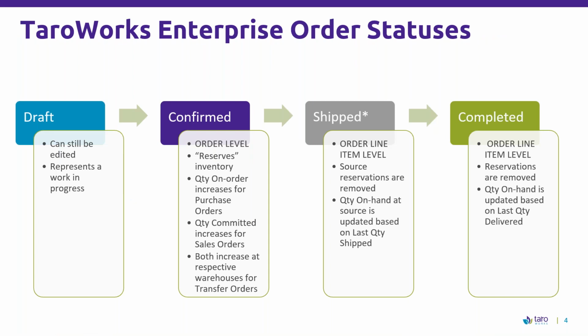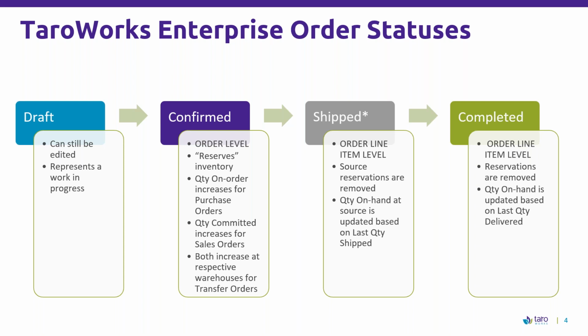TaroWorks orders have specific statuses that they have to go through before proceeding for completion, shipment, or confirmed statuses. So I'm going to give an overview of the different kinds of statuses that we have, starting with the draft status. This is the initial status of a Taro order and represents a work in progress order. This means that this order can still be edited if need be.